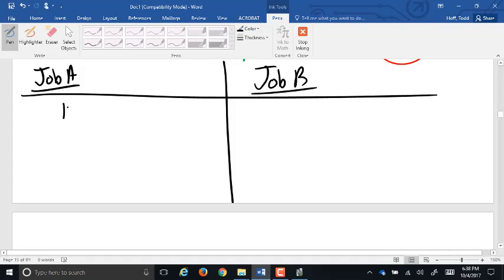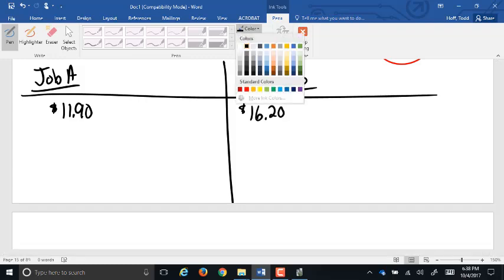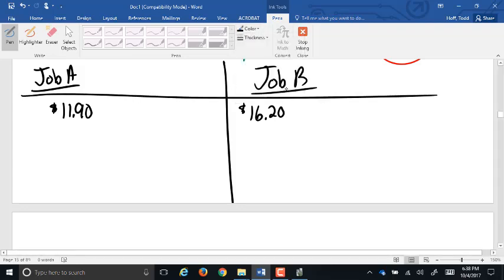Job A is offering you $11.90 per hour. Job B is offering you $16.20 per hour. The difference is they are in different cities, different states. We're going to ignore moving costs, but we are going to use a standard of living measurement, a cost of living measurement.